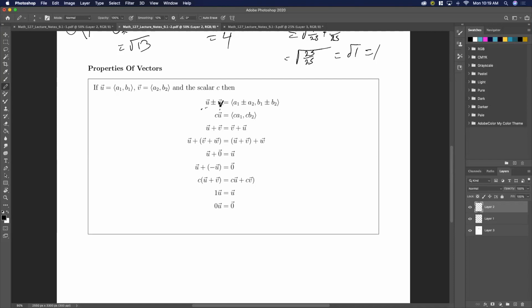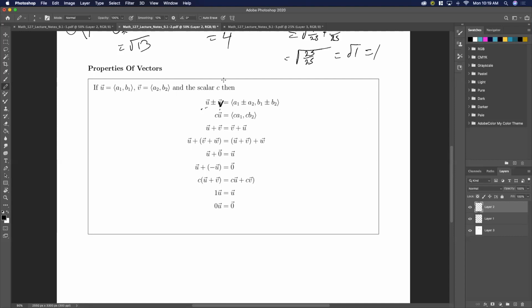So u plus v, you just add up the components. The first components add up together. The second components add or subtract together, depending on what you did. If these vectors were larger, you just keep adding the components. So if this had C1 and C2, you'd add up C1 and C2, and so on ad infinitum.